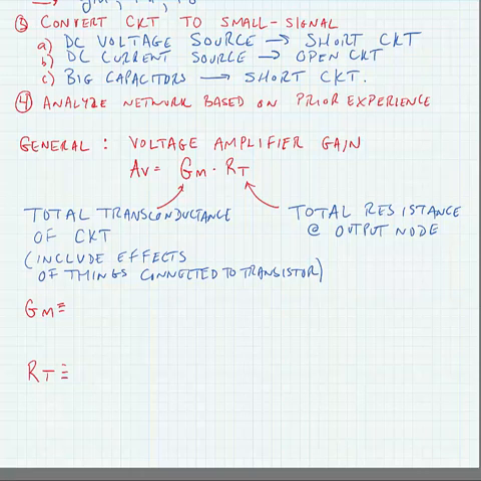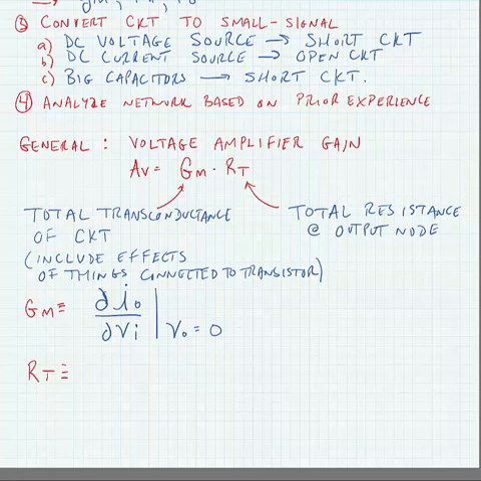Okay, so knowing these couple of things, we can define Gm as the change in the output current due to a change in the input voltage for the circuit. And I shouldn't use capital letters. This is small signal analysis, so it should be the change in the output current divided by the change in the input voltage when the output voltage is equal to 0. In other words, we put a short circuit at the output.